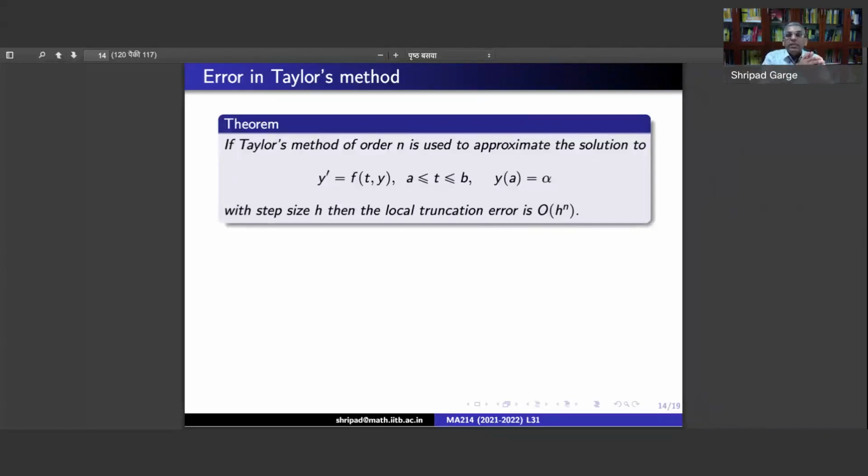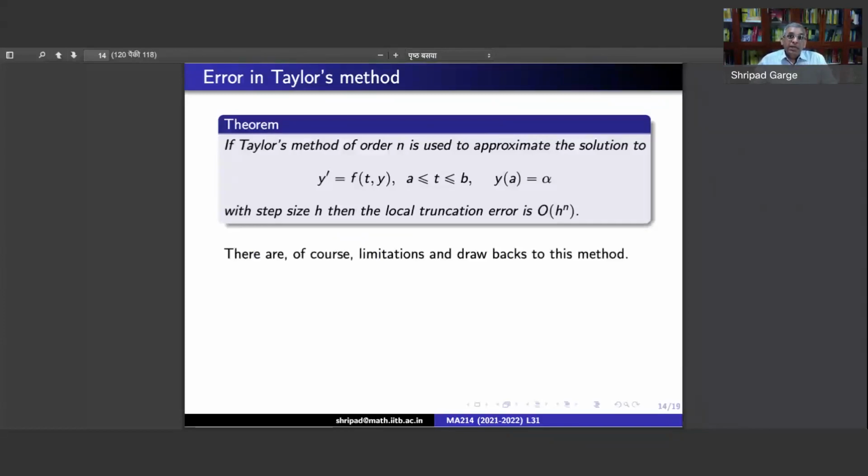The Euler method, the local truncation error would simply reduce by a factor of 2. The Taylor method of order 2 will reduce the error by a factor of 4. But the method of order n will reduce the error by a factor of 16. And therefore, this is a much better method compared with the Euler's method.